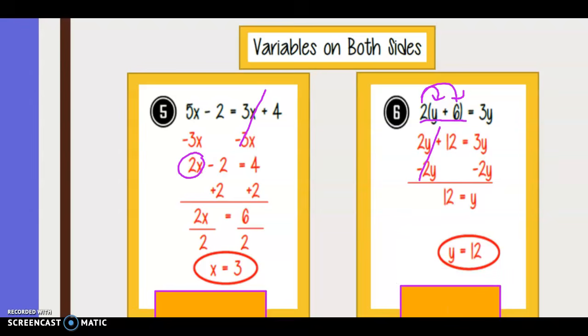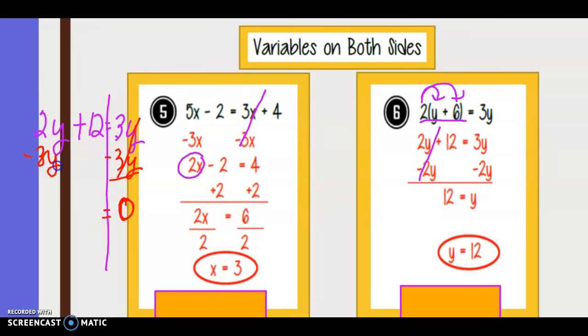Now if you did it the other way, I'll write my work off to the side here. You would have had 2y plus 12 equals 3y. If you moved your variables to the left, what you would have done is subtract 3y. These are gone, but remember, it gives you 0. You can't just leave the side of an equation blank. You got to at least put a 0 down. And this would have given you a negative y.